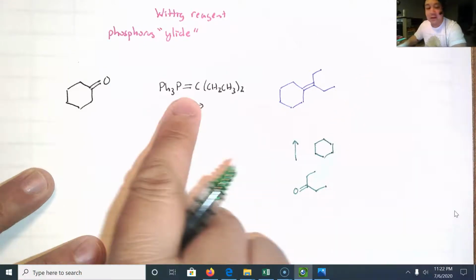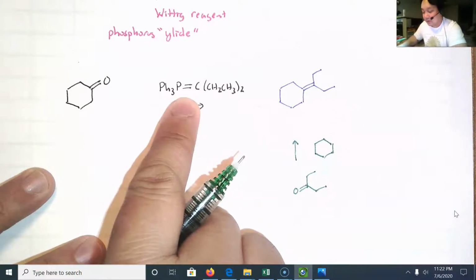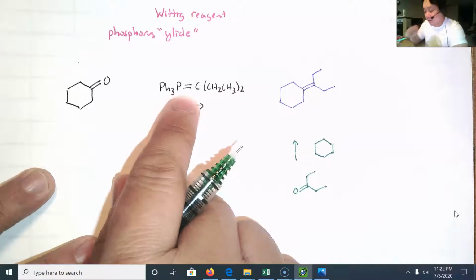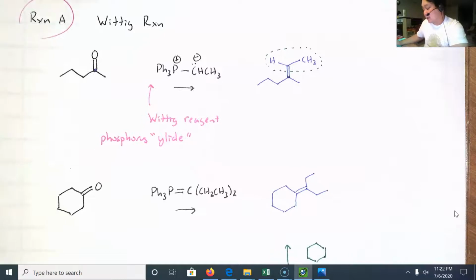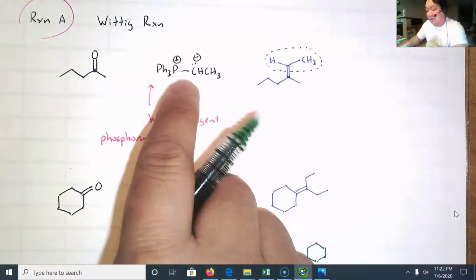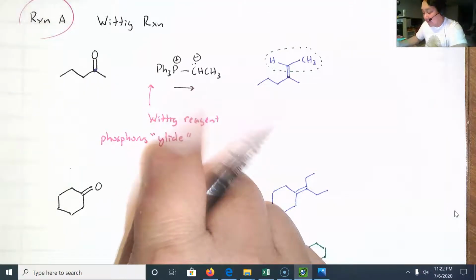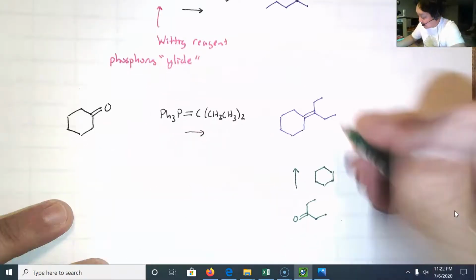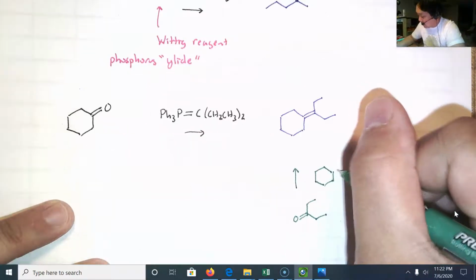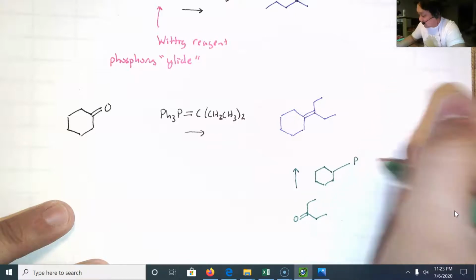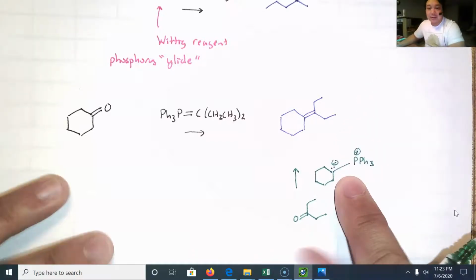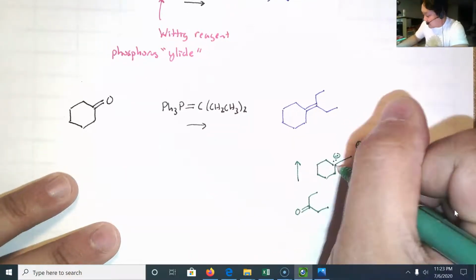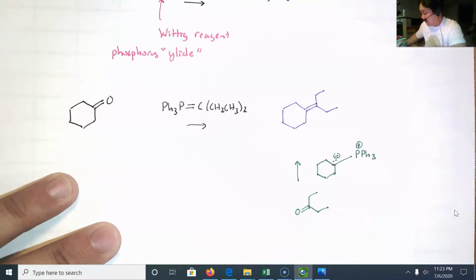Now we could use the double bond version, this resonance contributor format, or we could use the plus minus. I was taught predominantly using this form of the ylide, so I'm going to do the same thing. PPh3, this is plus, and this is minus. I made that bond on purpose really long, because what's going to happen here?